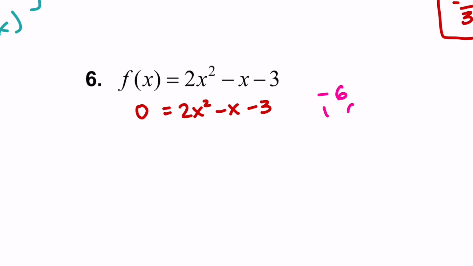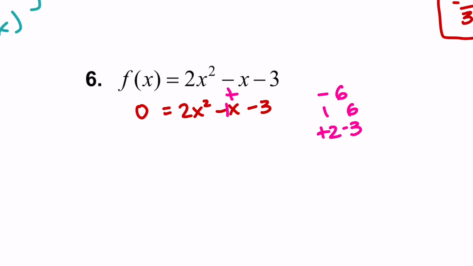We've got 1 and 6 or 2 and 3. We're trying to get them to add to a negative 1. Now, if I take a negative 3 and a positive 2, 2 times negative 3 gives me a negative 6 when I multiply them, and 2 minus 3 gives me a negative 1 when I add them. So this is going to factor.